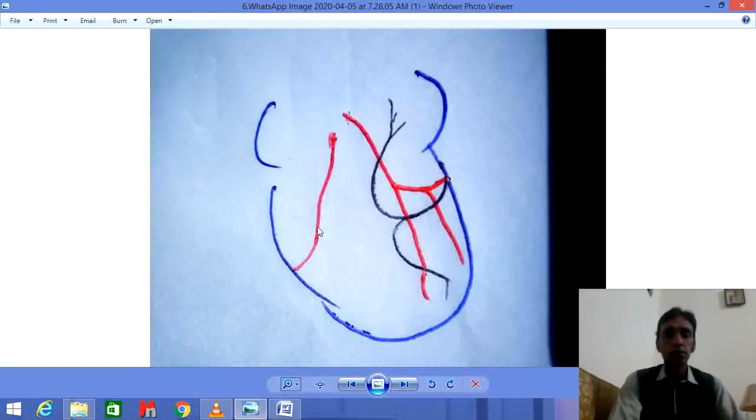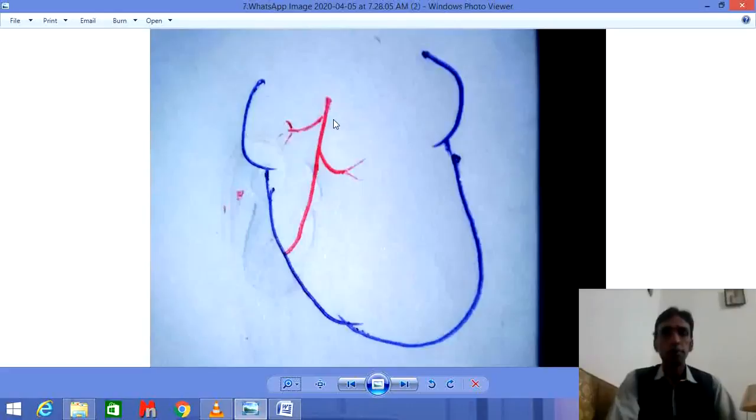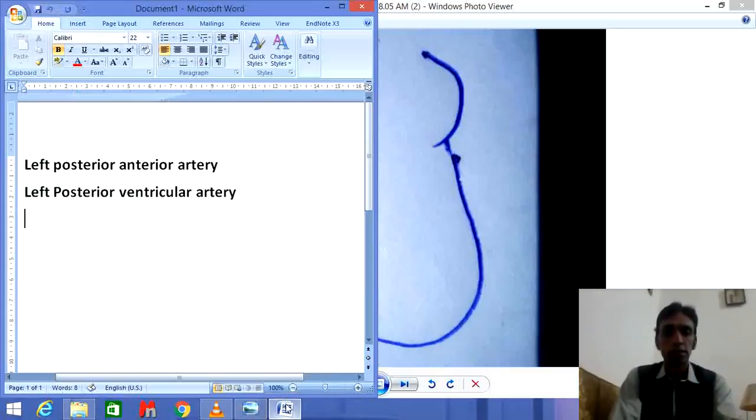This is the right coronary artery, which arises from the aorta. The right coronary artery gave rise, first of all, to this branch in the right atrium. This is called right.